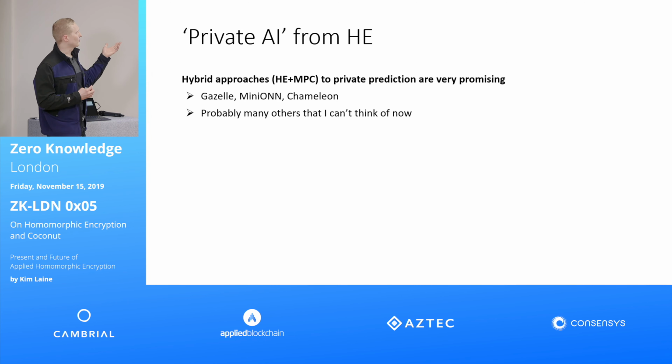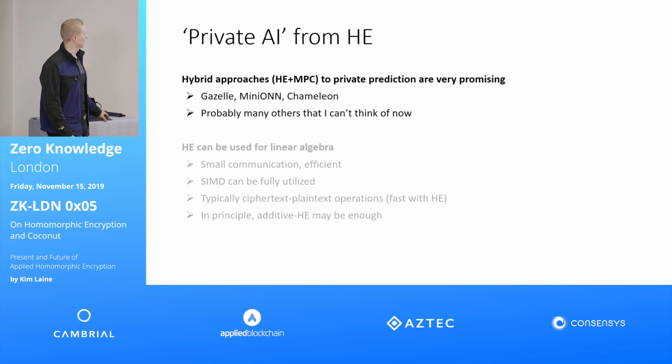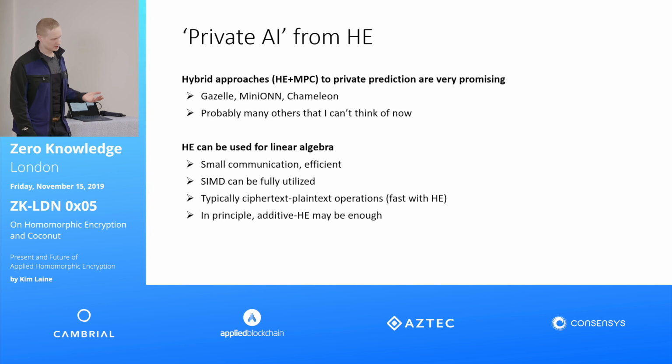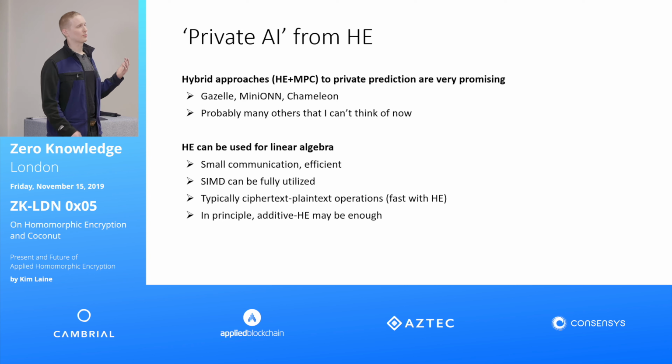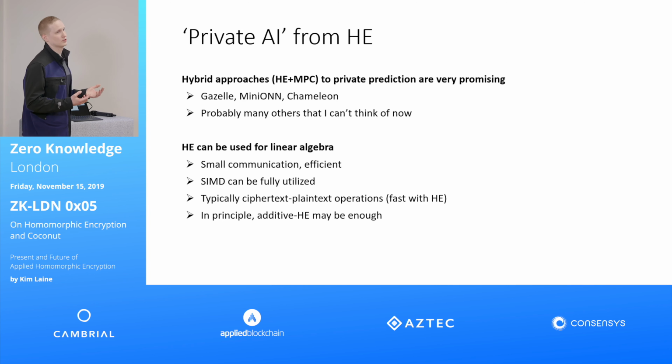But there's also some hybrid approaches that use some multi-party computation to deal with these kinds of non-polynomial functions. And typically in these hybrid approaches, homomorphic encryption is used for encrypted linear algebra because it's very efficient. It's very good for matrix vector multiplication.